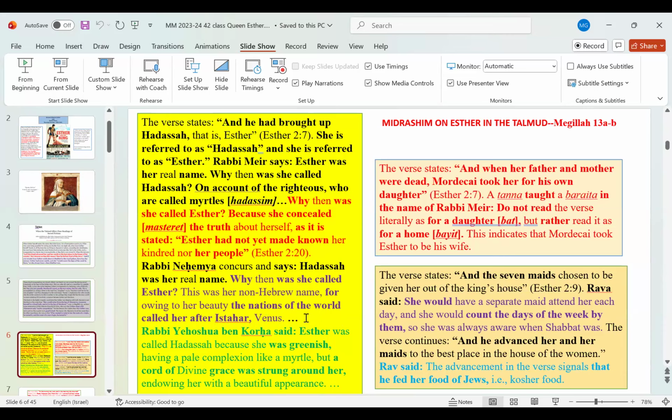etc., etc. By the way, you know that Mordechai sounds like Marduk. So you have Marduk and Esther, who are, of course, gods in the pantheon of the world. Okay. Rabbi Yehoshua ben Korcha said, this is a great one. Esther was called Hadassah because she was greenish, having a pale complexion like a myrtle, but a cord of divine grace was strung around her, endowing her with a beautiful appearance.